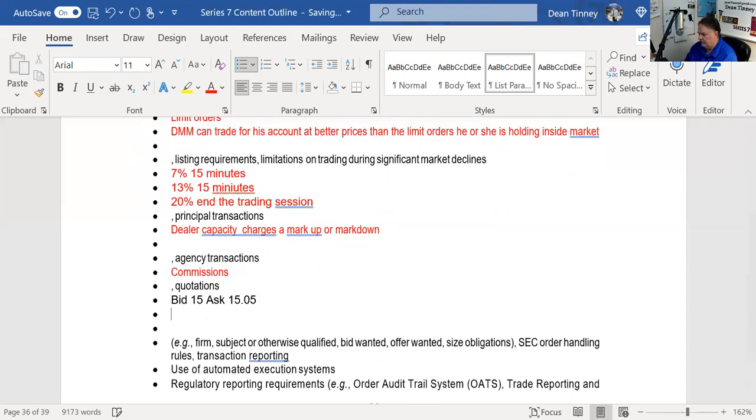Let me give some size here. Let's say it's a 10 by 10. That would be 10 round lots, 100 shares each. So I'm willing to buy 1,000 shares in my inventory, and I'm willing to sell 1,000 shares out of my inventory. And very testable, remember, if I don't honor that quote, that's called backing away. That's where I fail to honor whatever quote I'm displaying.